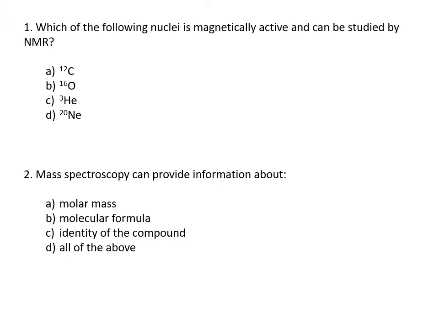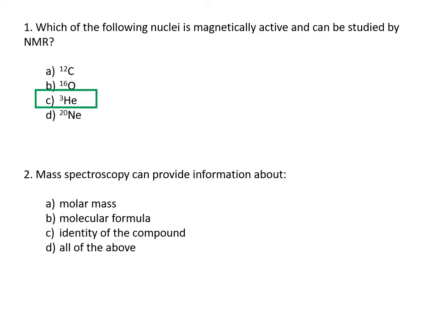So carbon 12, 6 protons, 6 neutrons, that's not magnetically active. Oxygen 16, 8 protons, 8 neutrons, that's also not magnetically active. Helium 3, that's 2 protons and 1 neutron. So an odd number of neutrons, that's magnetically active. We can actually study helium 3 by NMR. Since helium doesn't form compounds, there won't be much use for it, but still we could do it. We can observe it by NMR. Neon 20, 10 protons, 10 neutrons, that's not magnetically active. So the correct answer is C, helium 3.